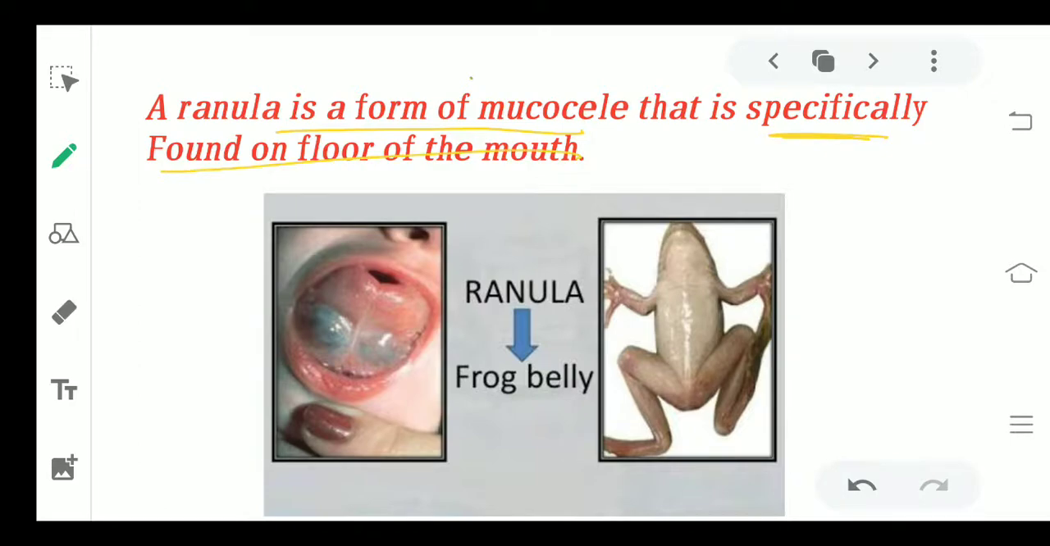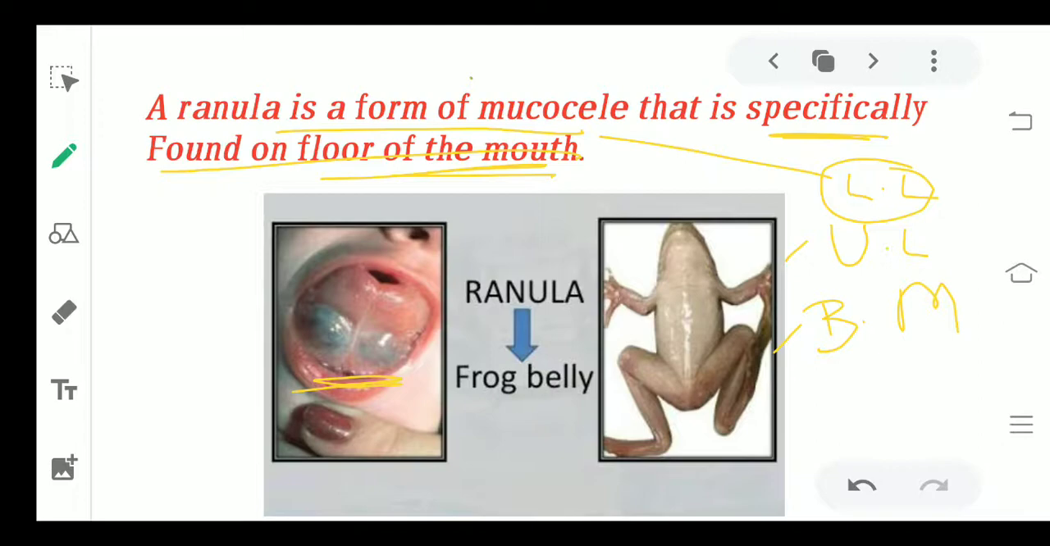If you remember, I told you that mucocele can be in any region. It can be on the lower lip, it can be on the upper lip, it can be on the buccal mucosa. Most commonly it is on the lower lip, but it can be present on these two sides also. But a ranula will only and only be present on the floor of the mouth. Like in the figure you can see, below your tongue is the site, the floor of the mouth is basically the site where a ranula is present.